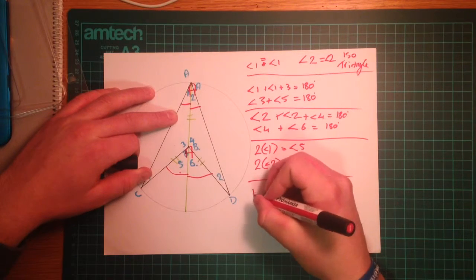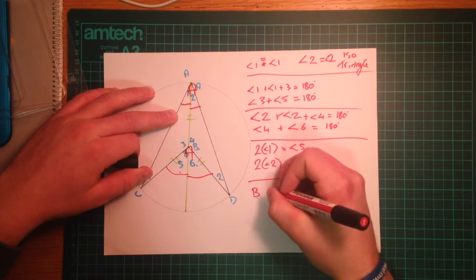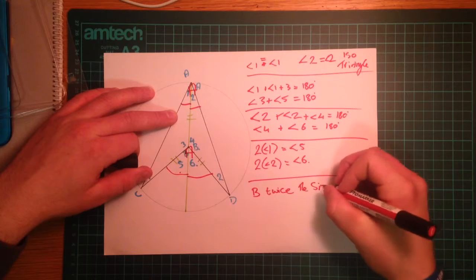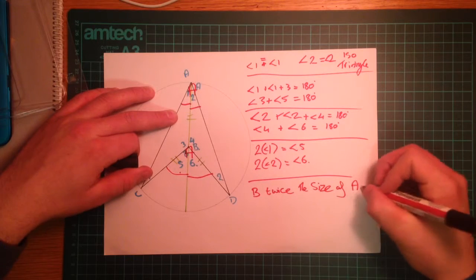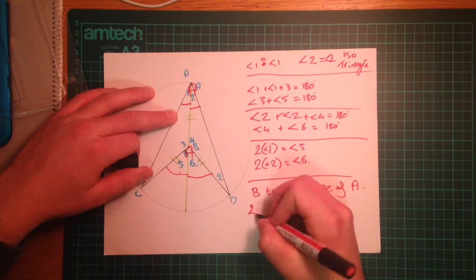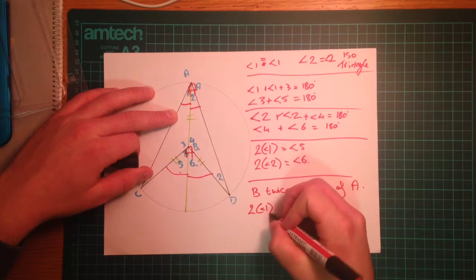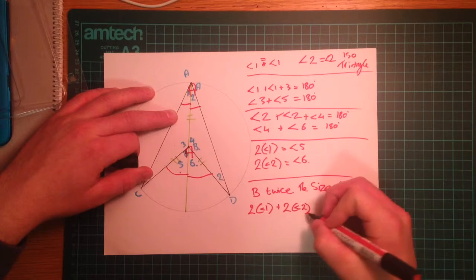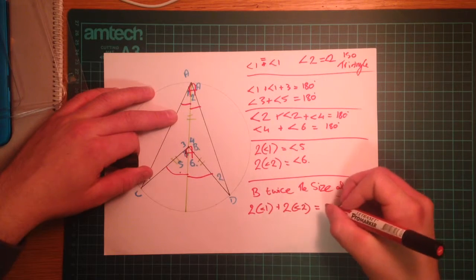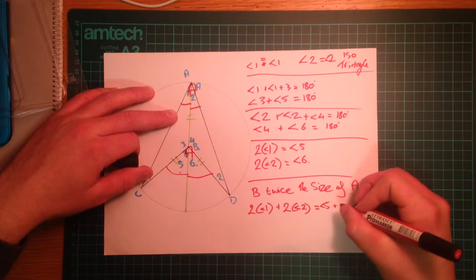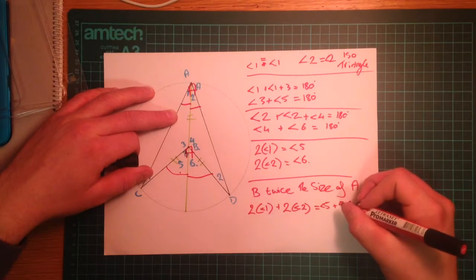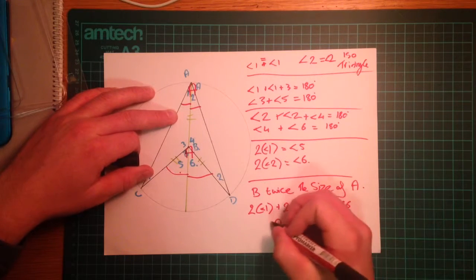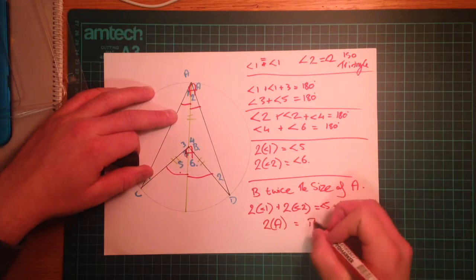Okay, so angle B is twice the size of A, which is proven by 2 times angle 1 plus 2 times angle 2 is equal to angle 5 plus angle 6, which is the same as saying 2 times A is equal to B.